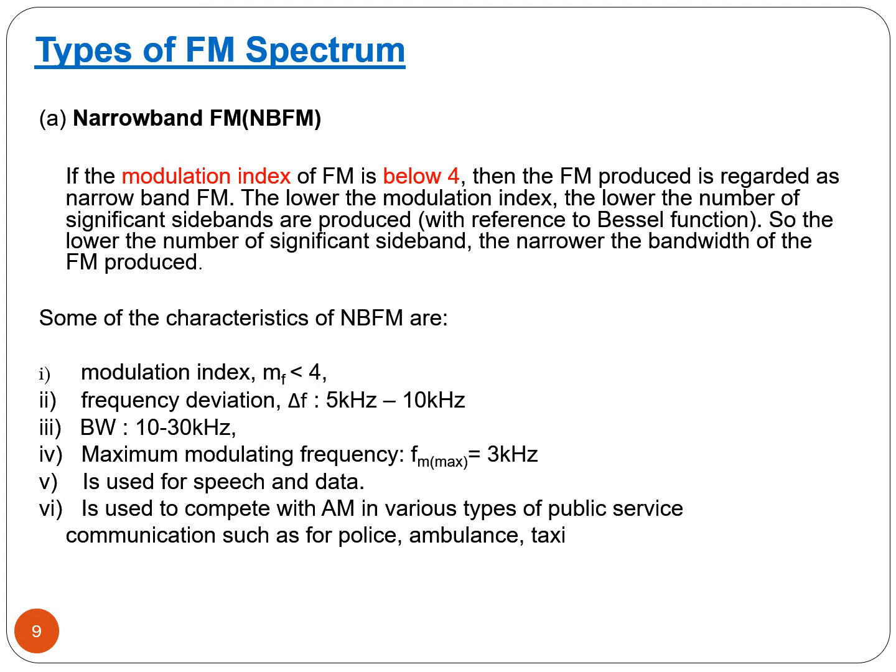There are two types of FM spectrum, narrowband and wideband FM. The characteristics of narrowband FM are modulation index less than 4, frequency deviation between 5 kHz to 10 kHz, bandwidth between 10 to 30 kHz, and maximum modulating frequency of 3 kHz. Narrowband is mainly used for speech and data and also for public service communication.